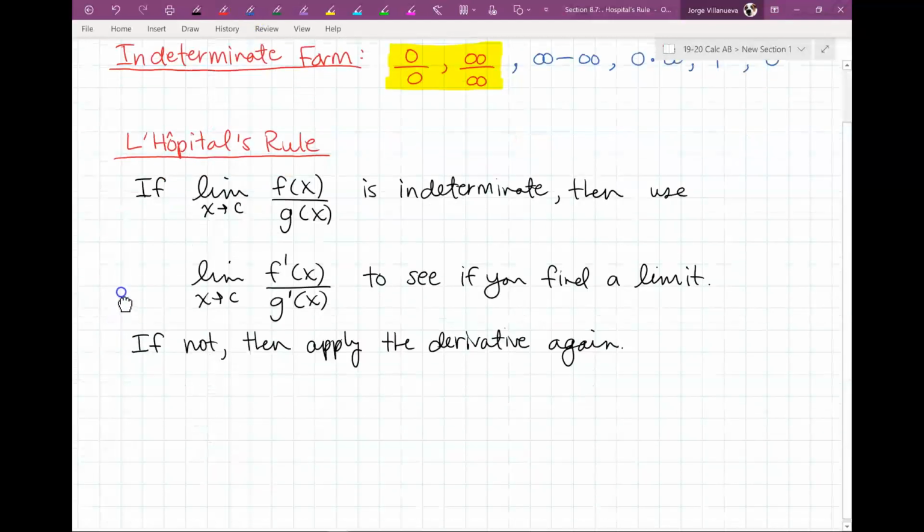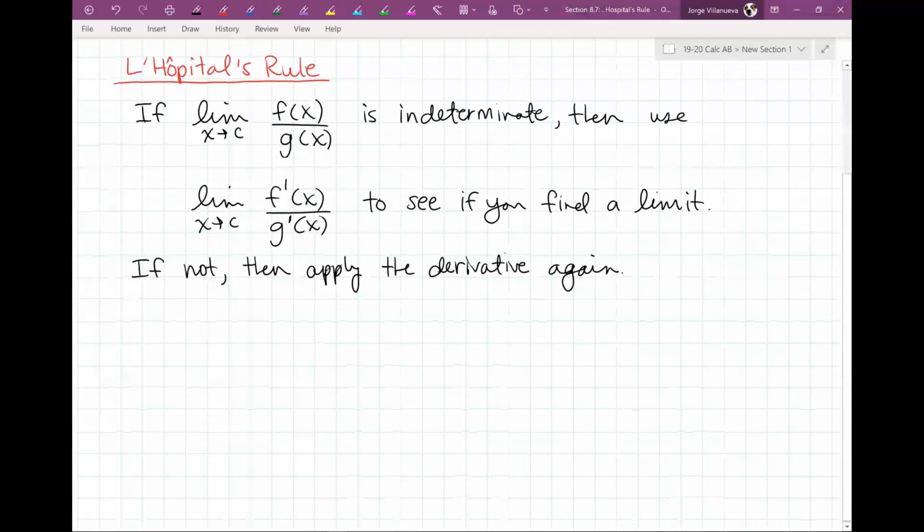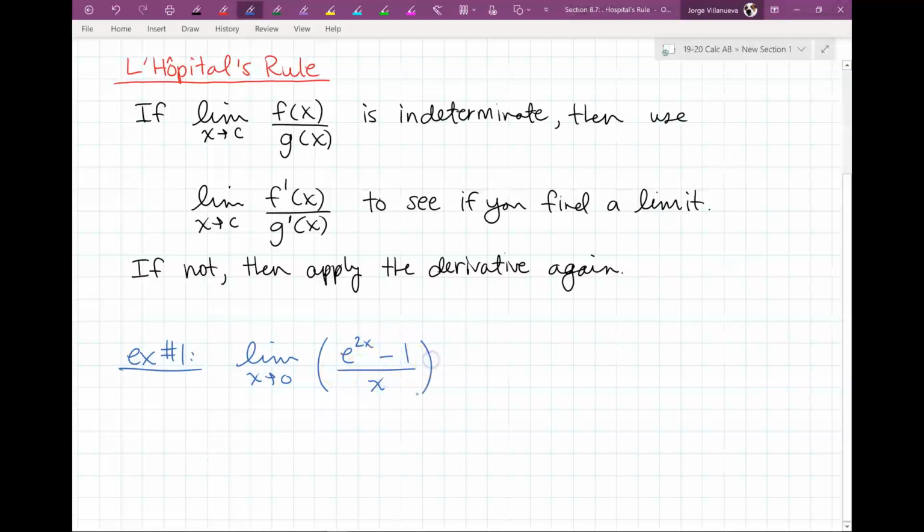So like I said, it's a pretty easy rule. You're going to take your limit first like you normally would. Hopefully it works. If it doesn't and you get 0 over 0 or infinity over infinity, then you apply this rule. You take the derivative of the top and of the bottom. At that point, you take the limit again, and if you get an answer, great. If you don't, you take another derivative. Okay, so here we go. Example number 1. So let's find the limit as x approaches 0 of e to the 2x minus 1 over x.